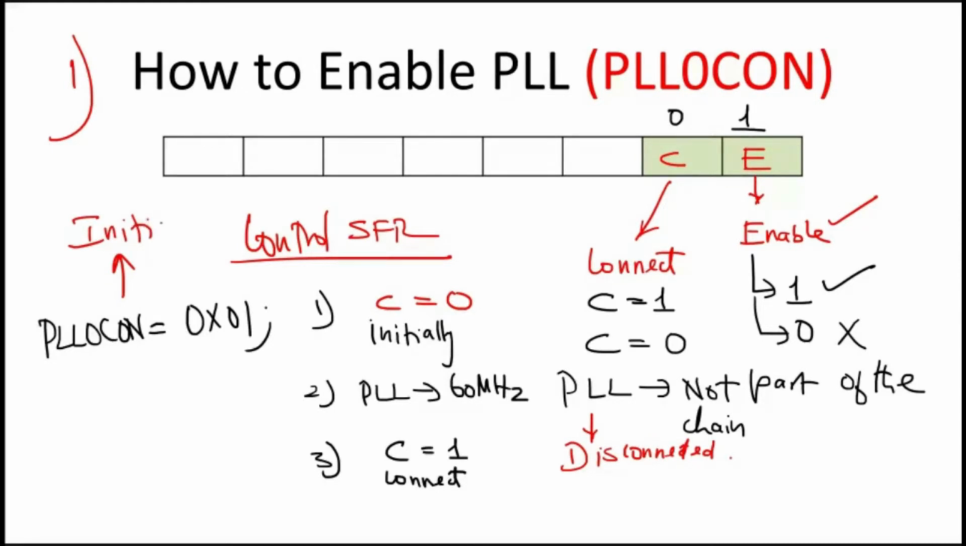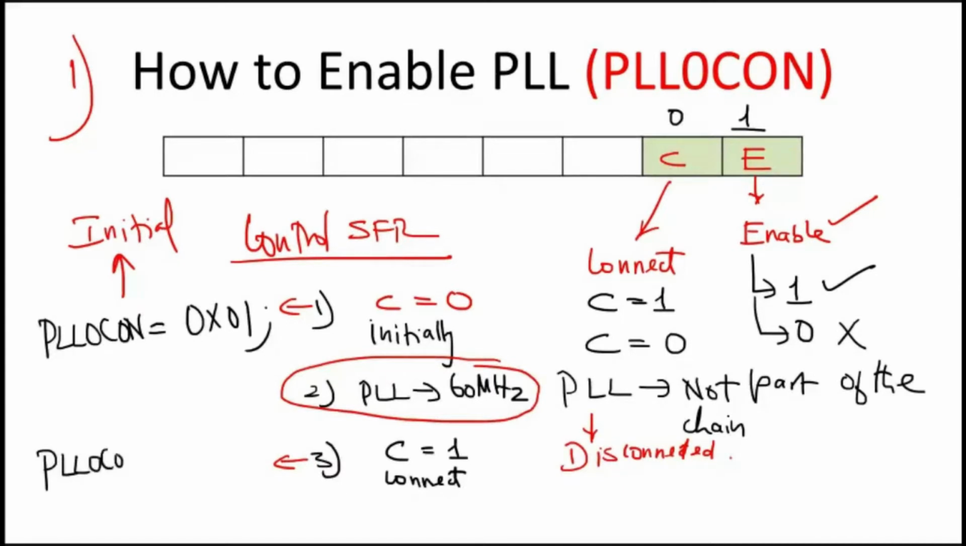This is the first case. Later, you make the PLL generate the 60 MHz clock. And then finally, if you ensure that the PLL is generating the 60 MHz clock, then it is time for you to enable and connect. It is only now I put PLL0 control equal to hexadecimal 03. This is also 1 and this is also 1, which means hexadecimal 03.